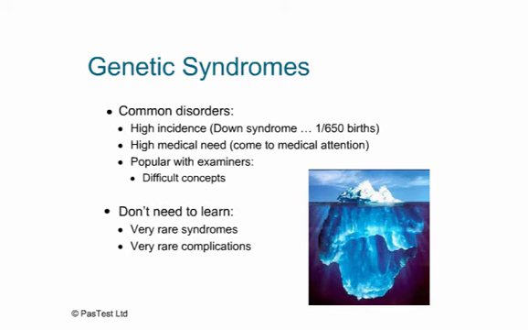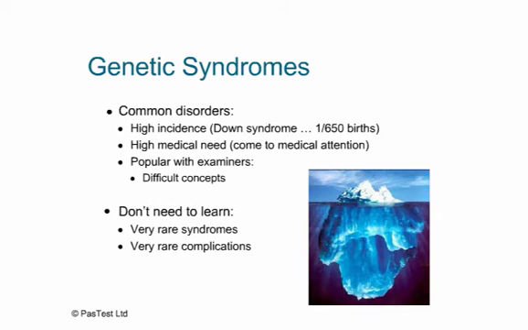So yes, there is a huge iceberg of conditions, but there's a tip of the iceberg which we need to pay attention to. We need to think about the common conditions, because you're taking an exam not to become a specialist in genetics, but to demonstrate your competence as a paediatrician. So how can we think about a condition being common? Well, you can say it's simply numerically common. It has a high incidence.